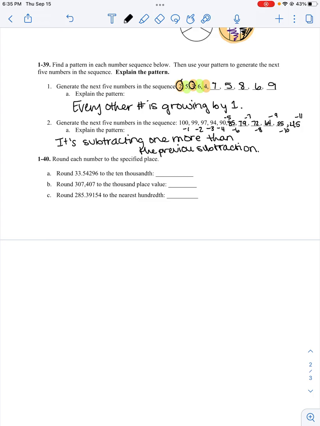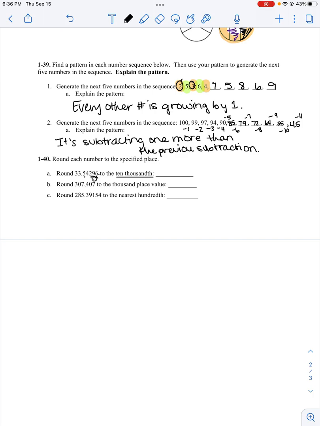Last problem, we're rounding again. So round 33.54296 to the 10,000ths place value. So my 5 is in the tenths, 4 is in the hundredths, 2 is in the thousandths, the 9 is in my 10,000ths. So I underline my 9 and I look to the number next to it. It's a 6, which means that my 9 goes up.